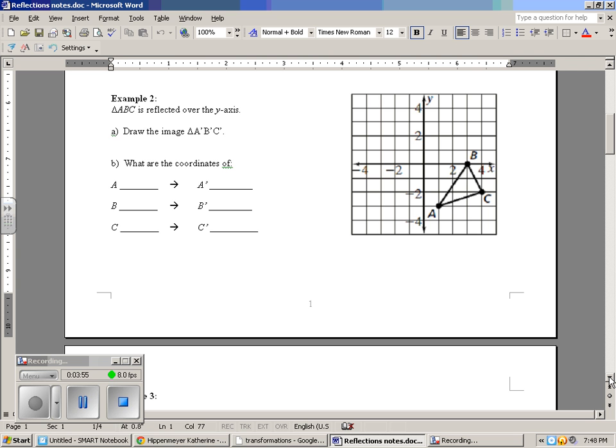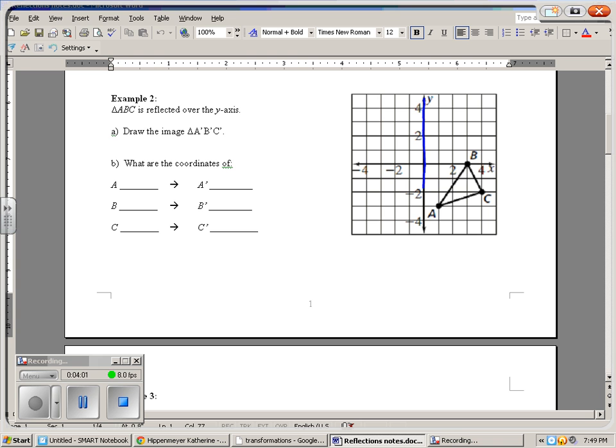Example 2. Triangle ABC is reflected over the y-axis. So now we're reflecting over the y-axis. So go ahead, take a moment and highlight the y-axis. And then we're going to label our points A, B, and C. So A is 1, -3. B is 3, 0. And then C is 4, -2, just like before. And then A is 1 unit from the y-axis, our line of reflection. So I go 1 unit to the left to make A prime. So since A was 1 unit to the right, we're going to go to the left 1 unit to make A prime.